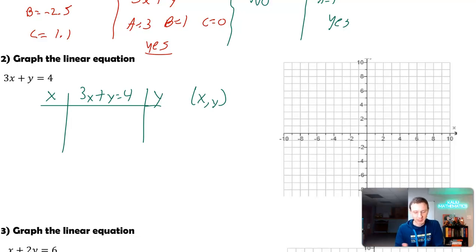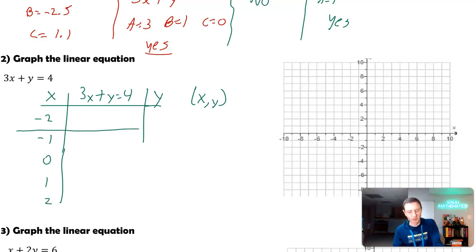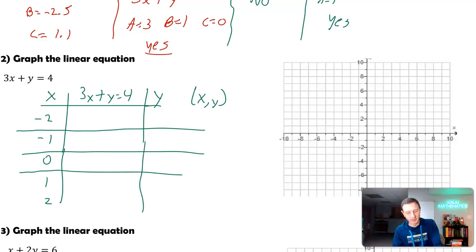And typically, you get an idea of just looking at the equation of where you want to center this. We're completely fine just grabbing a couple negatives, 0, and a couple positives. That's typically what I go with. I'll go with -2, -1. I'll stretch this first one out, and then I'll try to shorten up the rest of them. So we'll do -2, -1, 0, 1, and 2, just to get the full picture of what's happening here.